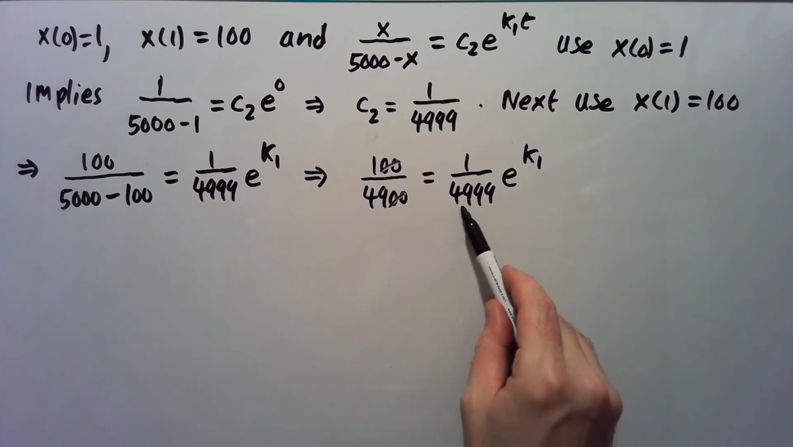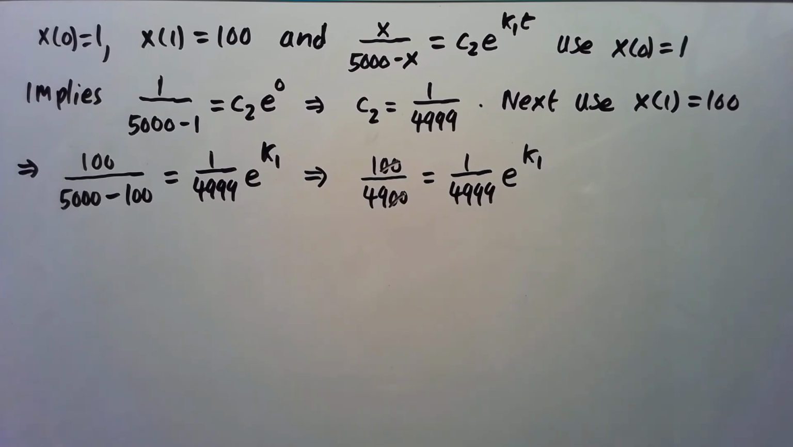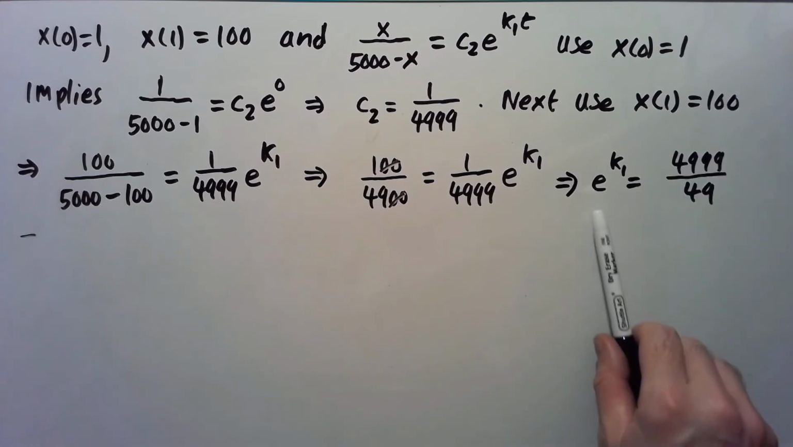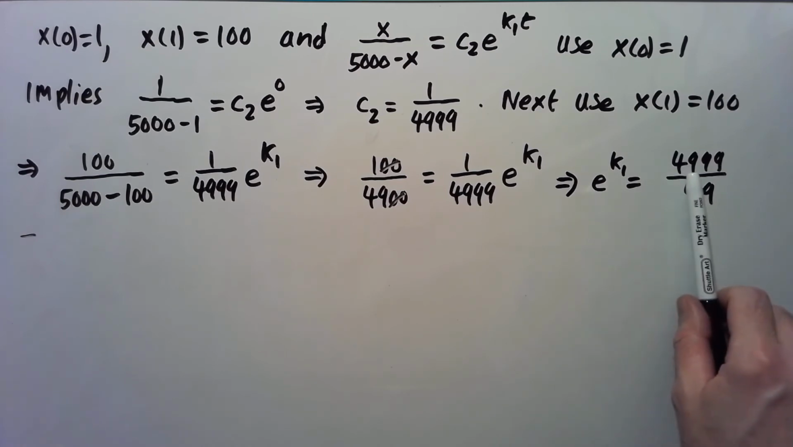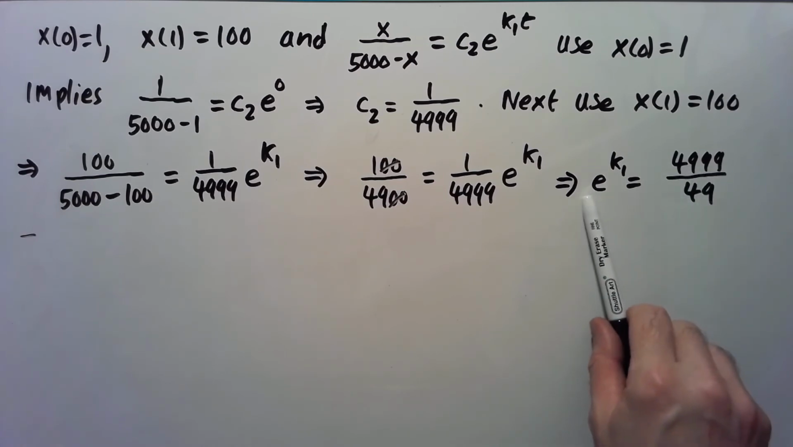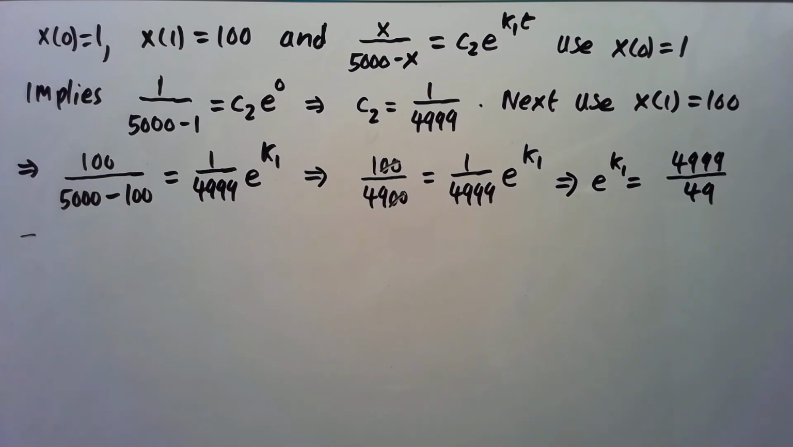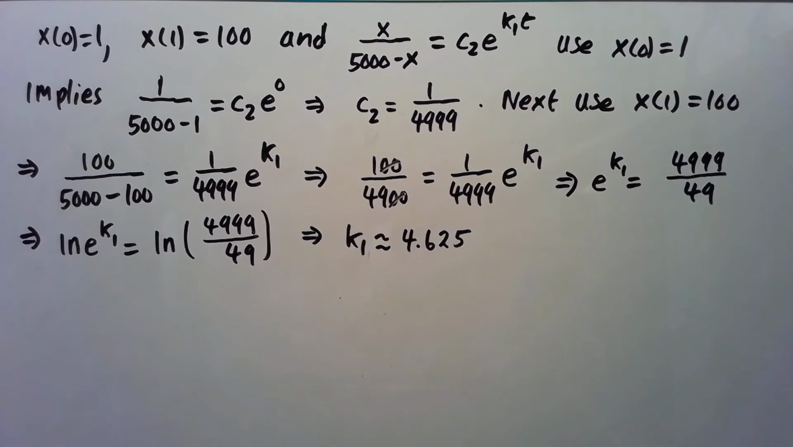Let's multiply both sides by this guy, so basically solving for the e guy. So doing that, we get then, okay, so solving for e, we get e to the k1 equals 4,999 over 49. Now let's take ln on both sides, so doing that, we get then, okay, so the ln of e to the k1 is just k1, and you can check in your calculator if you do ln of 4,999 over 49 is roughly equal to 4.625, okay?